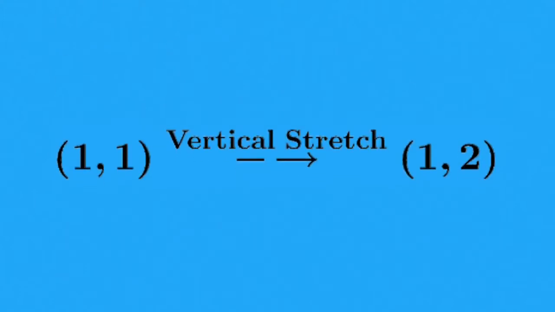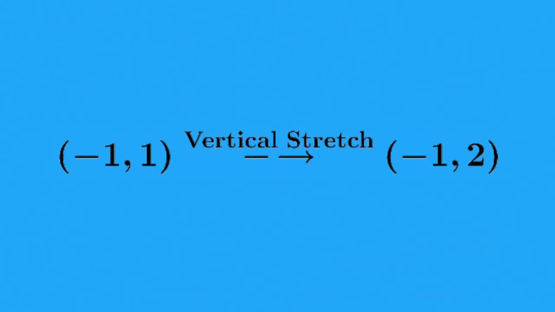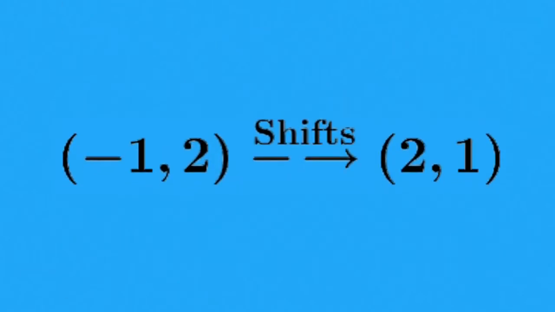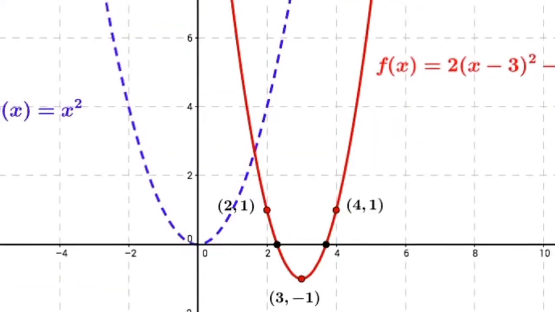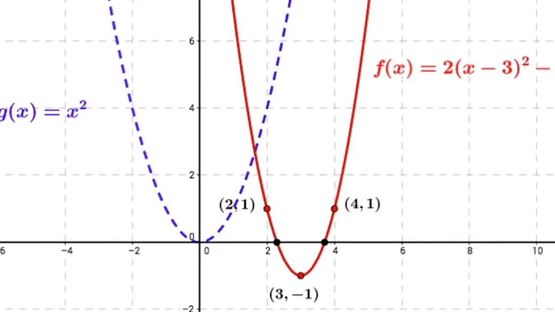We repeat these for each of the 3 feature points. In this case, (1, 1) first gets mapped to (1, 2) before being shifted over to (4, 1). In a similar way, (-1, 1) is mapped to (-1, 2), and from (-1, 2) into (2, 1). Note that the order of operations here is in fact very important. A vertical stretch is a multiplication, whereas the shifts are both addition and subtraction. By plotting these 3 points, we gain enough information to be able to sketch the graph.